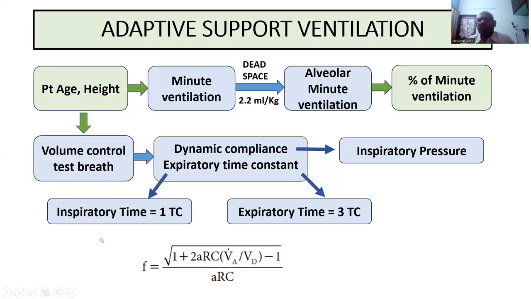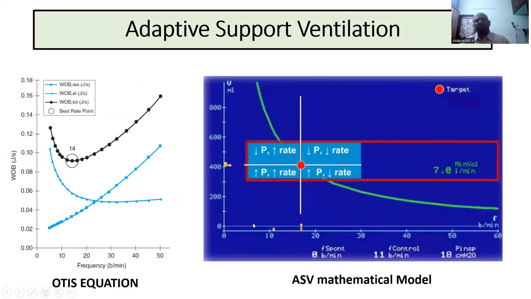And with the dynamic compliance, it will calculate what pressure it should give to ventilate this patient based on this formula. F is equal to 1 plus 2 into time constant into the dead space minus 1 by the time constant. With this formula, it is going to start the ventilation now.